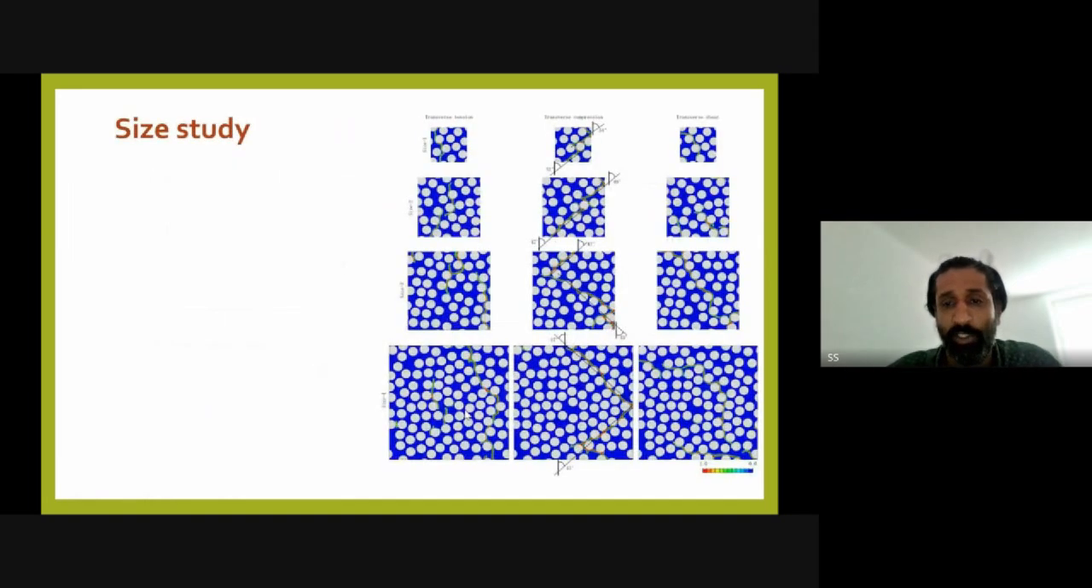And so these are just for reference, all the different sizes that we constructed. These are just one realization.